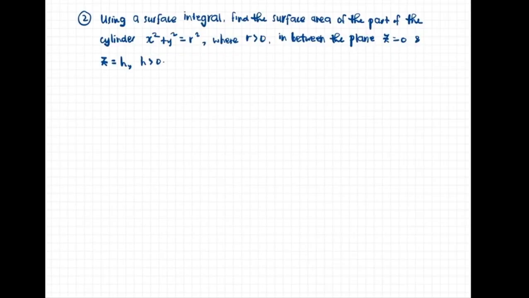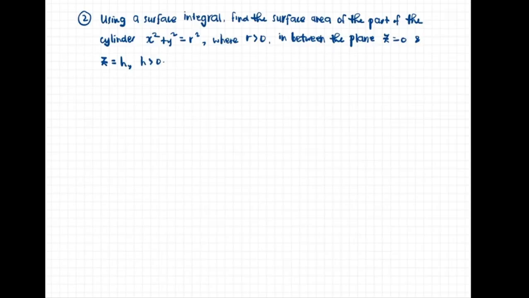Here, using a surface integral, you're asked to find the surface area of the part of the cylinder x squared plus y squared equals r squared, where r is greater than 0, in between the planes z equals 0 and z equals h. So, actually, without using a surface integral, we should know the answer for this case.